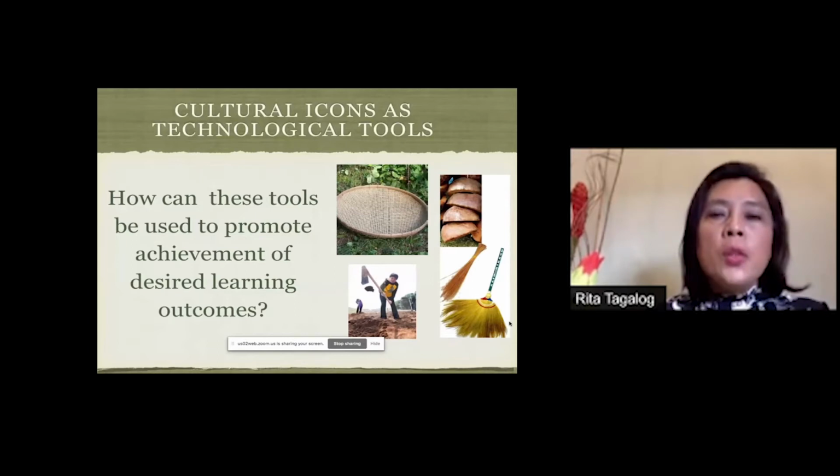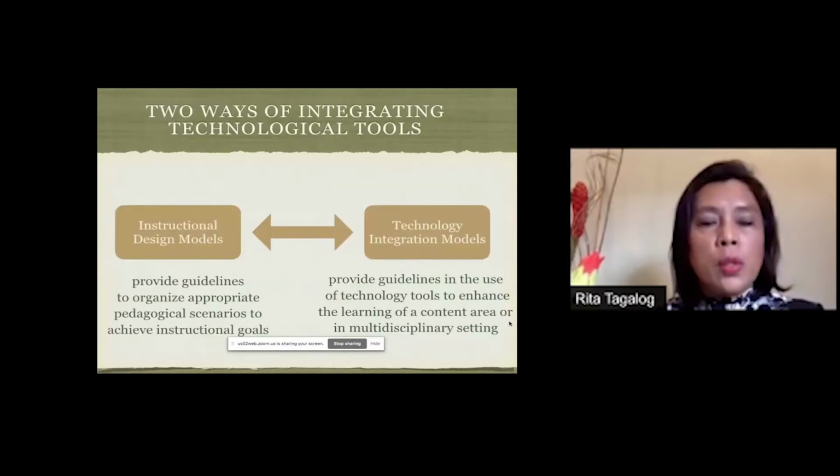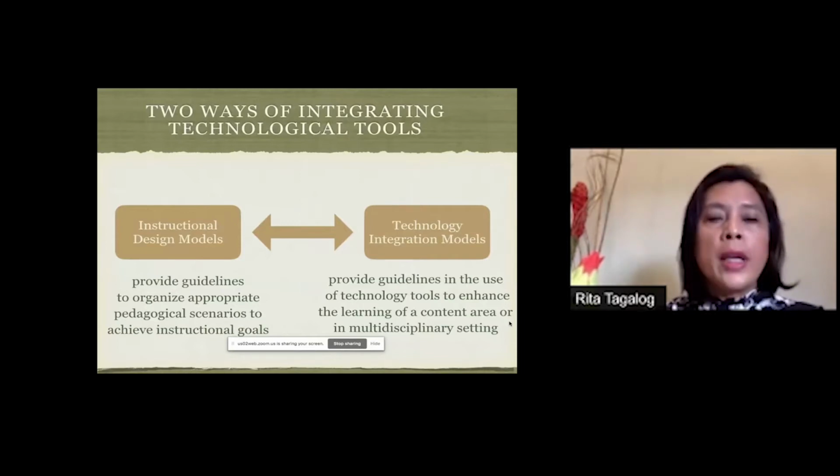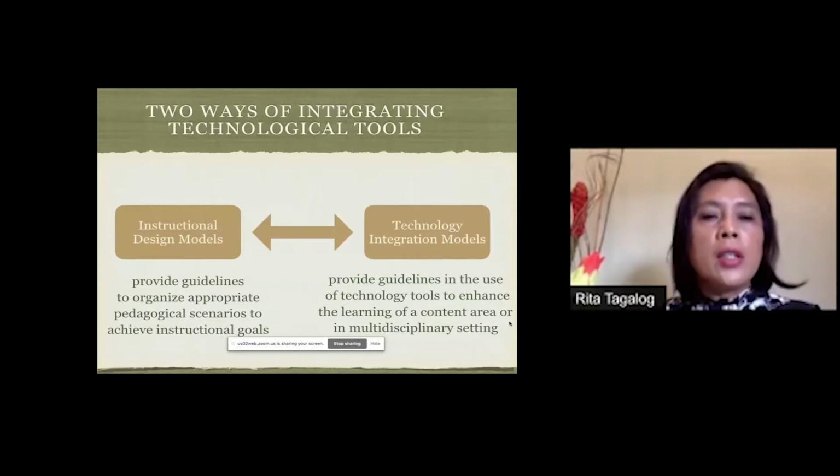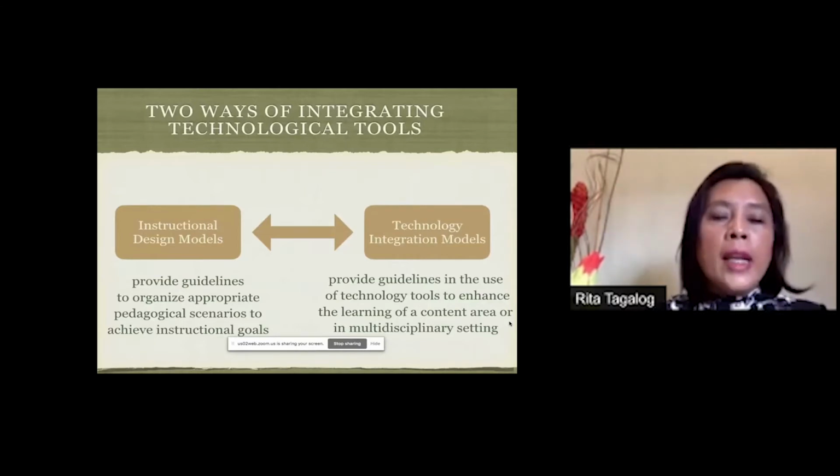There are two ways of integrating technological tools or the cultural icons. So it's up to the teacher to choose which one. The first one is through instructional design models, which present the entire process of the teaching learning concepts. In here, we can see as teachers what particular phase or stage we integrate these cultural icons. So instructional design models provide guidelines to organize appropriate pedagogical scenarios to achieve instructional goals.